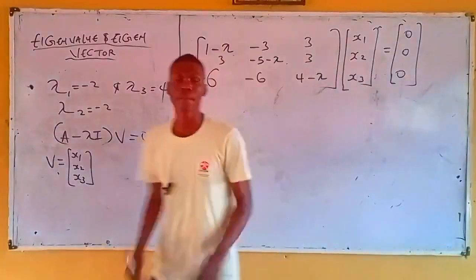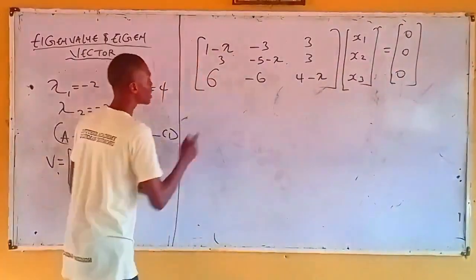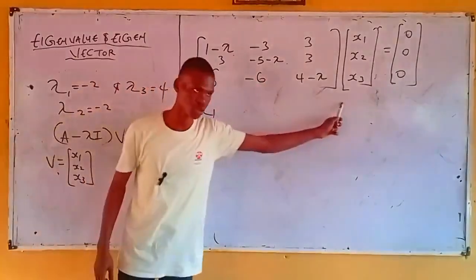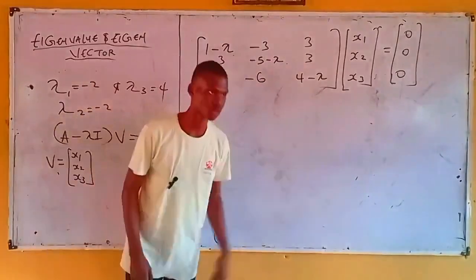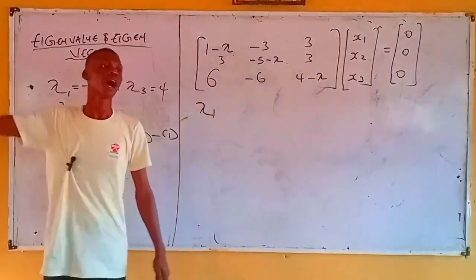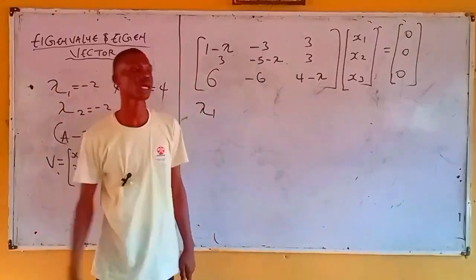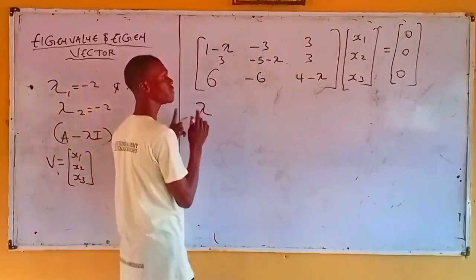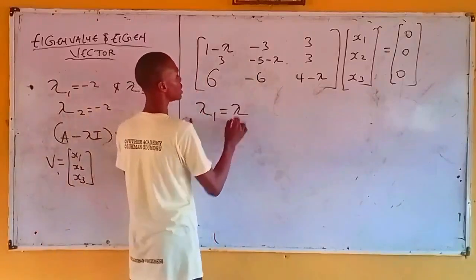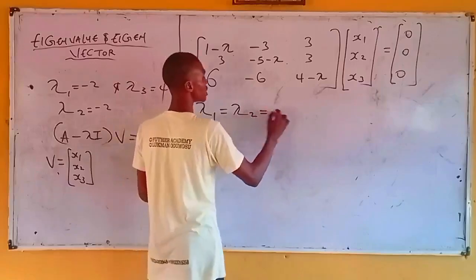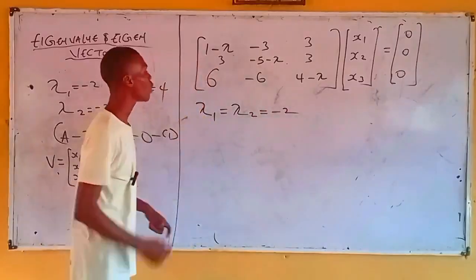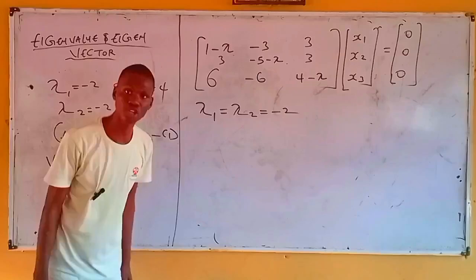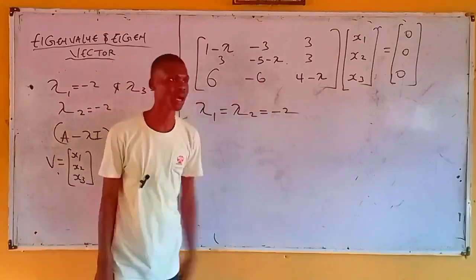Now, generally, for lambda 1, this is what you are going to use. For lambda 2, this is what you are going to use. For lambda 3, this is what you are going to use to get the eigenvector of each lambda. Recall, the eigenvalue 1 is equal to the eigenvalue 2, which is equal to what? -2. Right? What you are going to do here is substitute -2 into this 3 by 3 matrix. So what do you have?